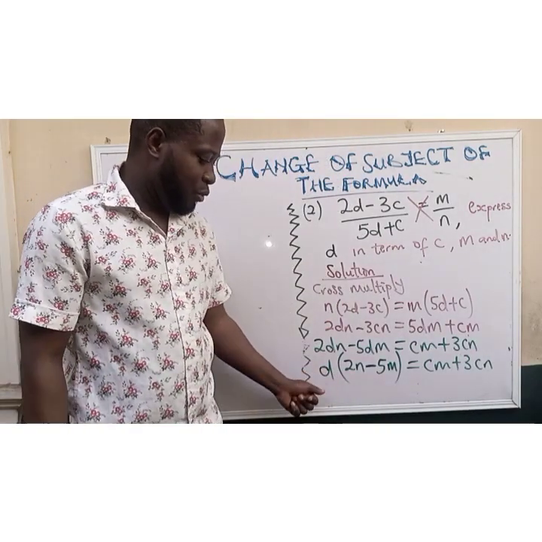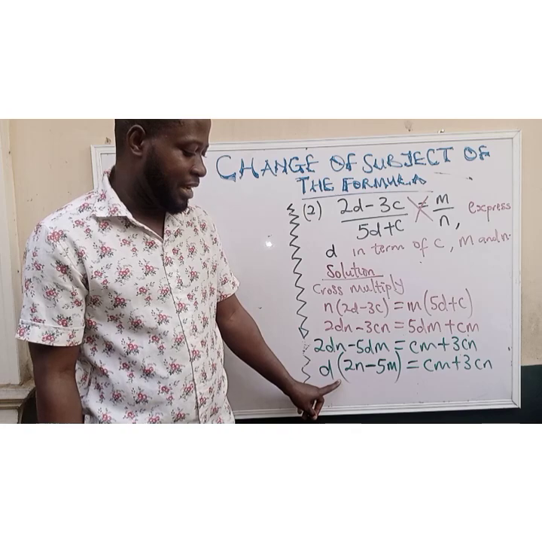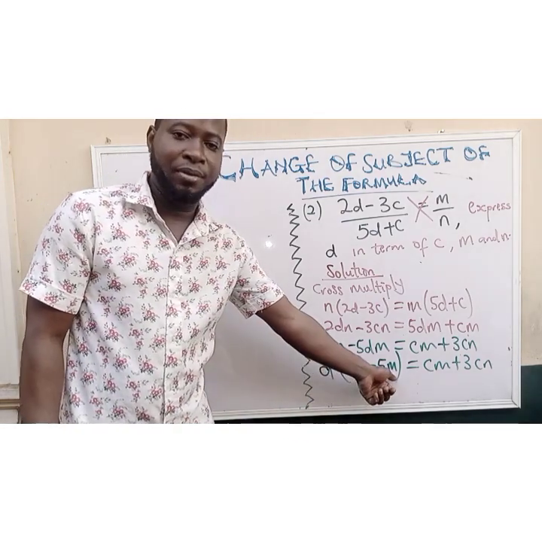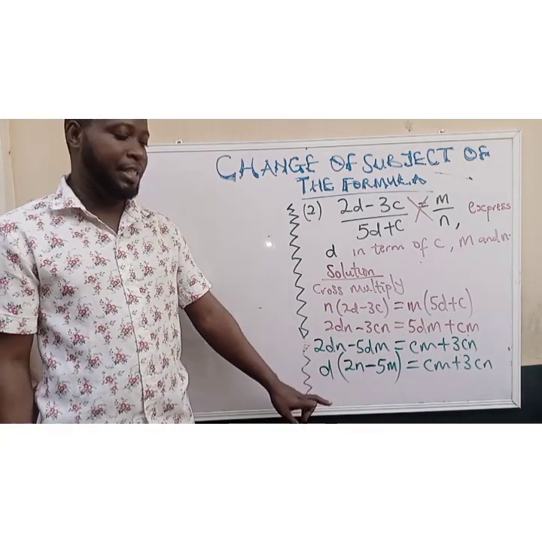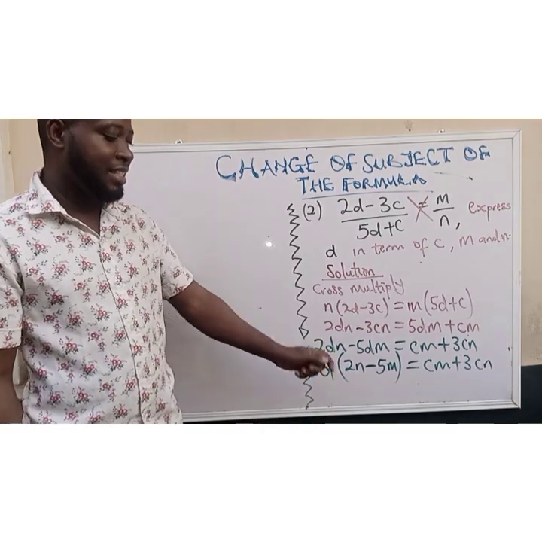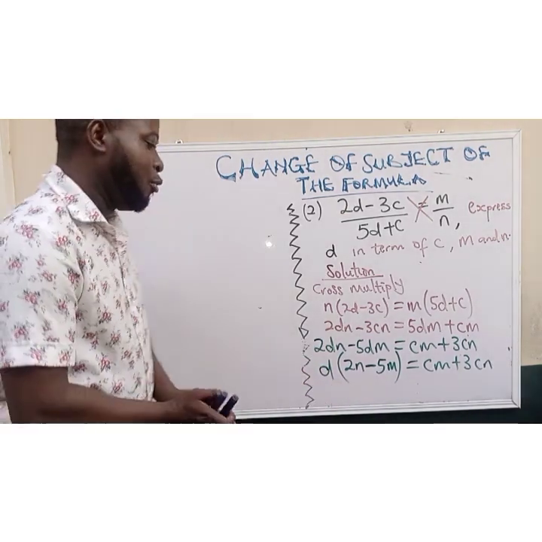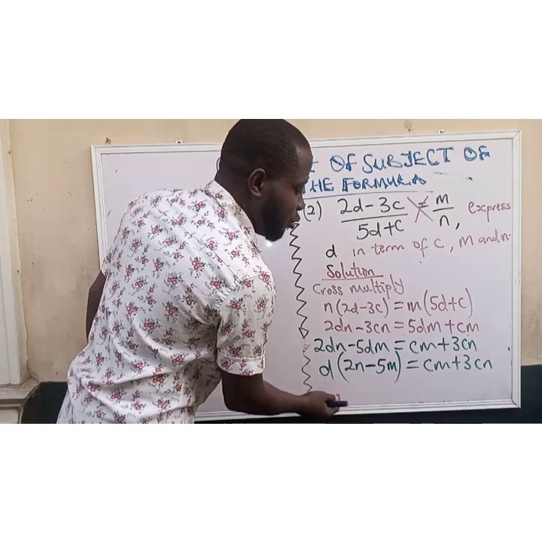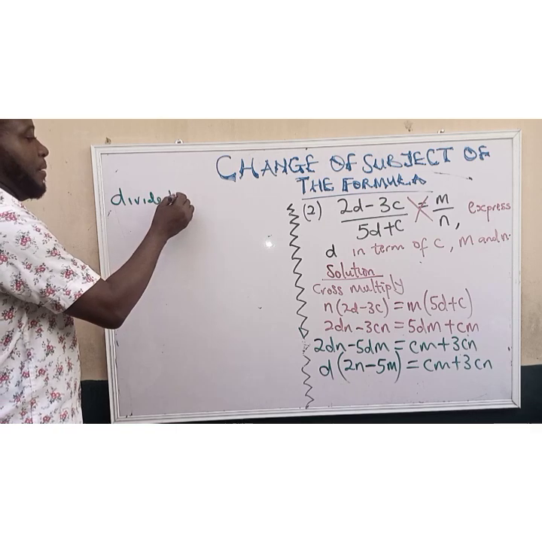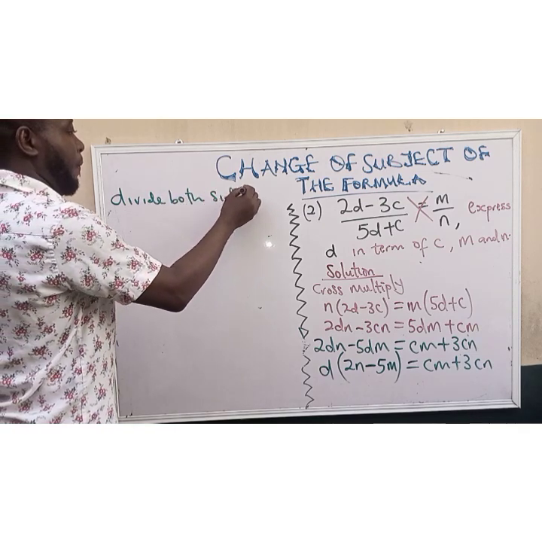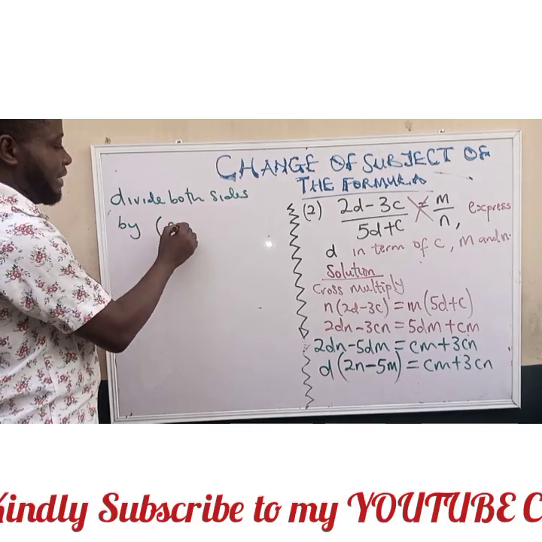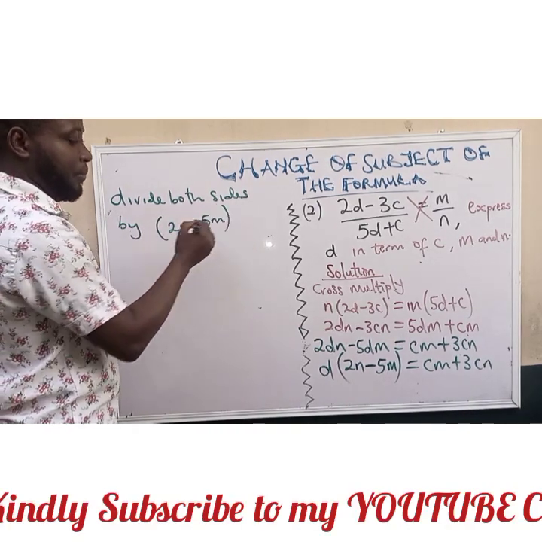You notice that d has a coefficient. Now what is the coefficient of d? (2n minus 5m). That is the coefficient of d. That is what is attached to d. That is the only thing that is disturbing us. Now we use that thing to divide both sides. So the next step will now be divide both sides by (2n minus 5m).